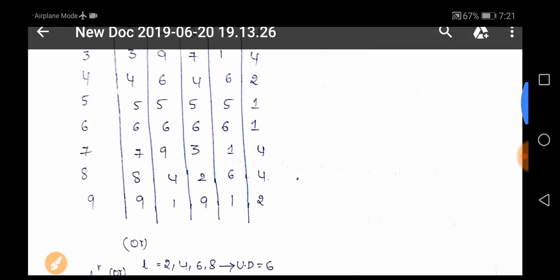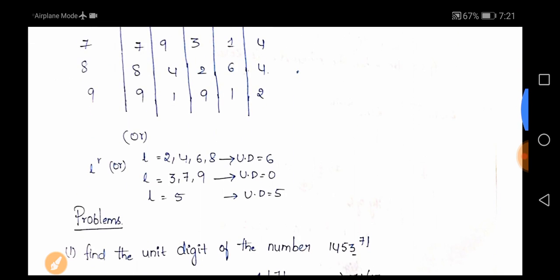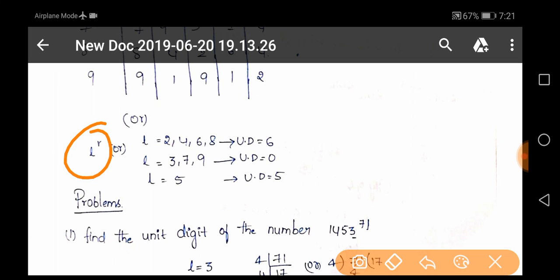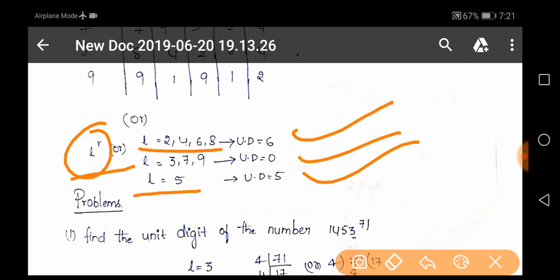Next, you have to know about L power R. If L equals 2, 4, 6 or 8, then the unit digit will be 6 when the remainder is 0. If L is equal to 3, 7 or 9, then the unit digit will be 1. For 5, it is an exception that the unit digit is always 5. I will explain this while solving the problems, so we'll get into the problems now.